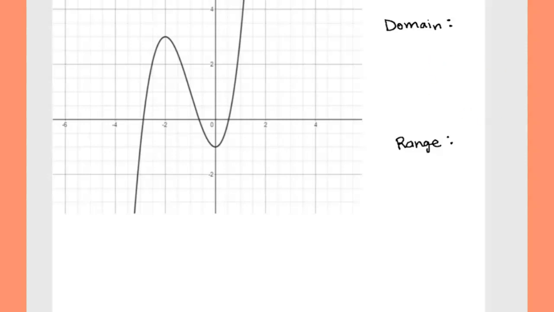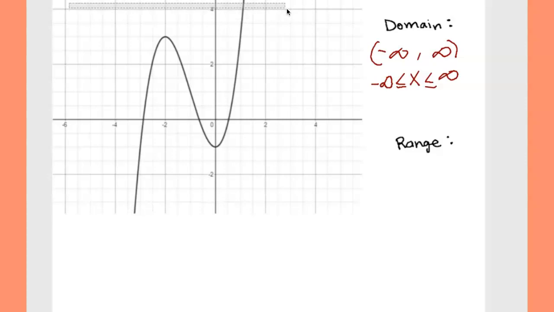So the domain from negative infinity to positive infinity, it approaches on both ends. So it's a set of all real numbers if you want to put it in words. And then when it comes to x, it is less than or equal to positive infinity and greater than or equal to negative infinity. Come to the range.